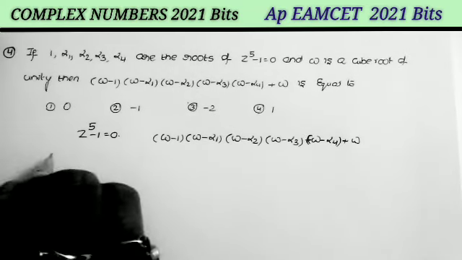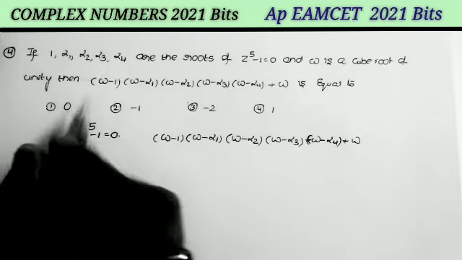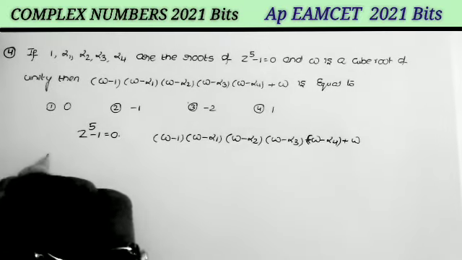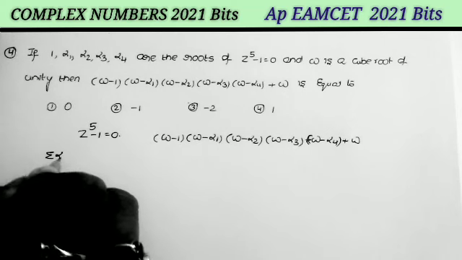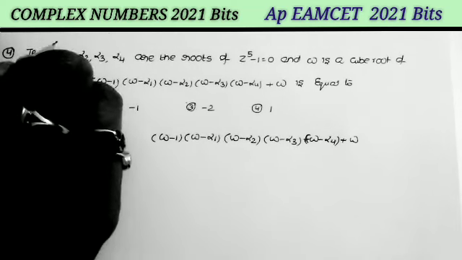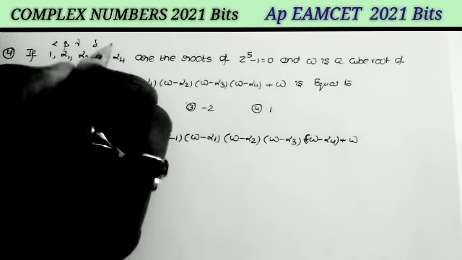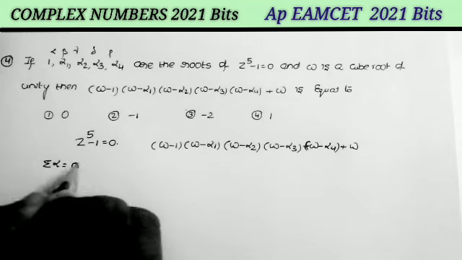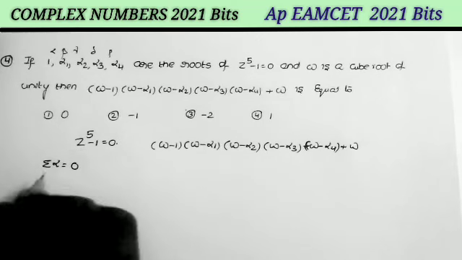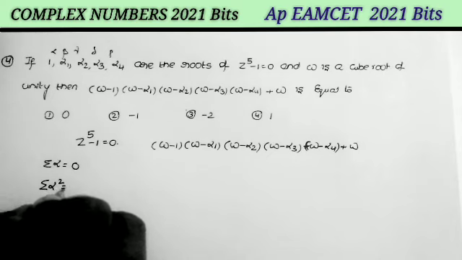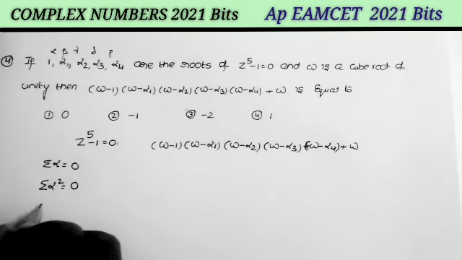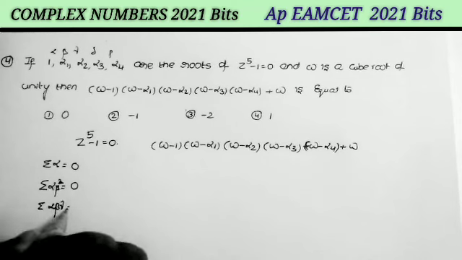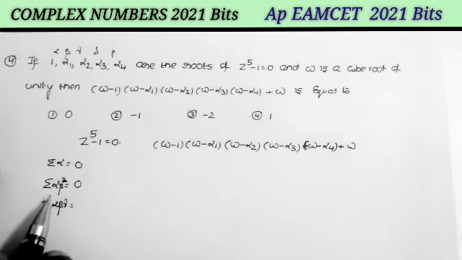Okay, what is given? The roots are 1, alpha 1, alpha 2, alpha 3, alpha 4. First, I am taking the summation values. For this equation, what is sigma alpha? Suppose the roots are alpha, beta, gamma, delta, p. Now what is sigma alpha? That is equal to 0, as there is no z^4 term here. And what is sigma alpha square? There is no z^3, so 0. And what is sigma alpha beta? And sigma alpha beta gamma? This is nothing but the sum of the product of two roots, and the sum of the product of three roots.